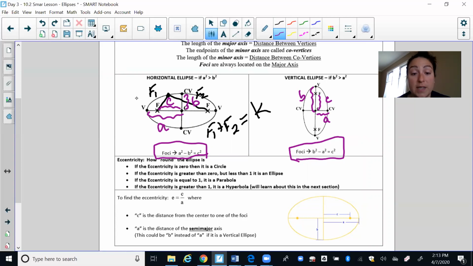If the eccentricity is equal to 1, it's a parabola. And if the eccentricity is greater than 1, it's a hyperbola. And we'll learn that in our next section, on Monday or Tuesday of next week. To find the eccentricity, we take c divided by a, where c is the distance between the center and the focus, like above, and a is the distance of the semi-major axis, meaning half the length of the major axis.